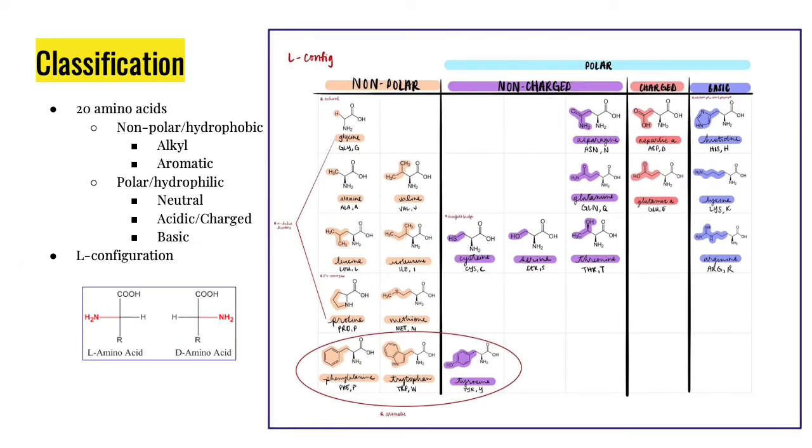So for the MCAT, it'll be important to know 20 amino acids, which are broken into nonpolar and polar amino acids. Polar amino acids are further broken down into non-charged, charged, or acidic and basic amino acids. And keep in mind that most of these amino acids will be L configuration, so the amino group will be found to the left.